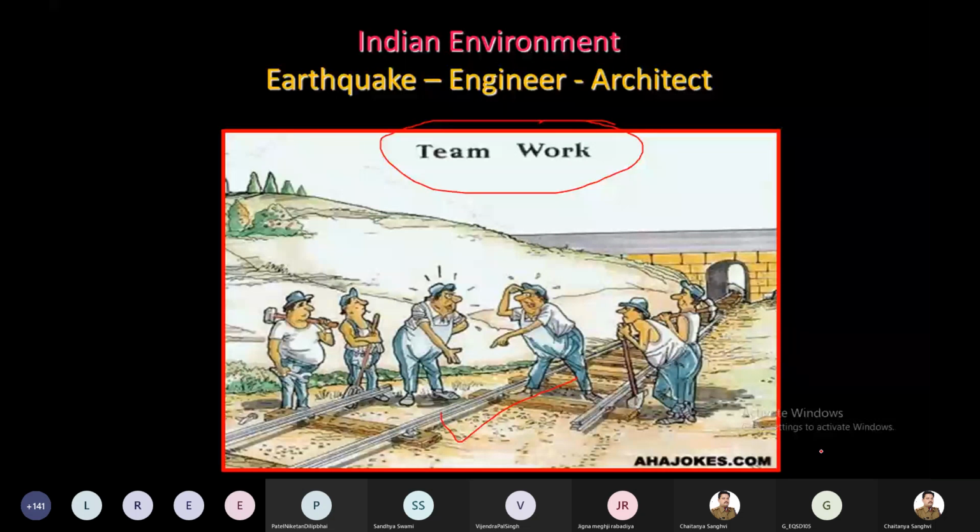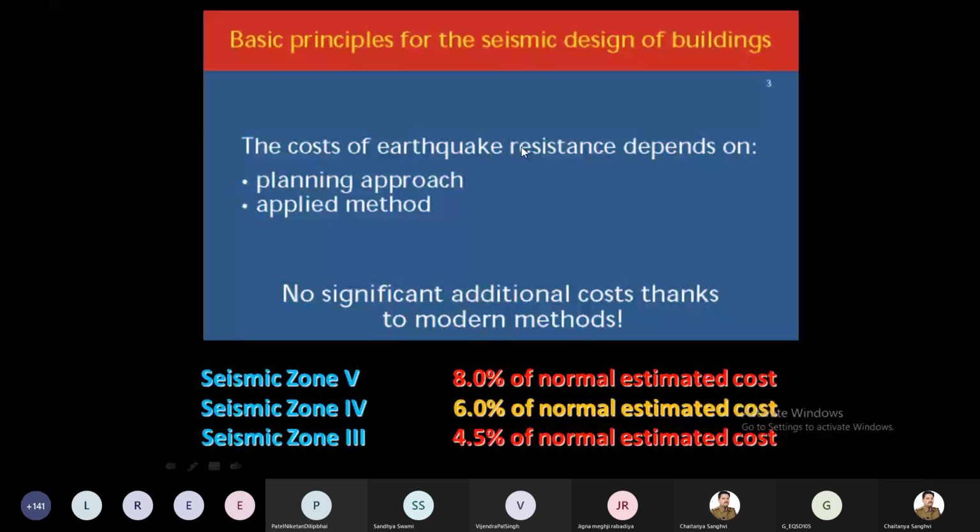And the basic principle for the seismic design of the building: the cost of earthquake resistance depends on planning and the applied approach. No significant increase in the cost. Morning, Murthy sir said when we are spending 1,000 rupees, 4%, it means it's only 4 rupees you are spending for the earthquake. So it is quite nominal.